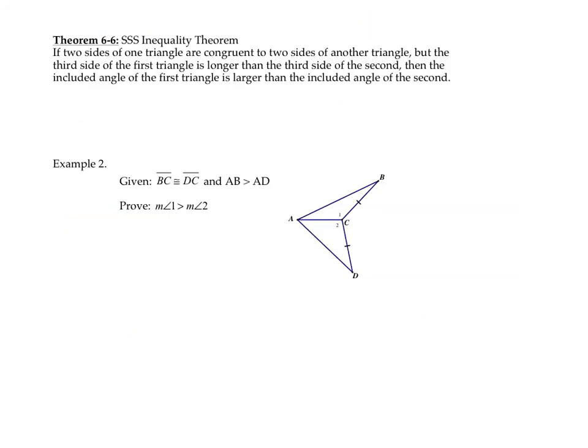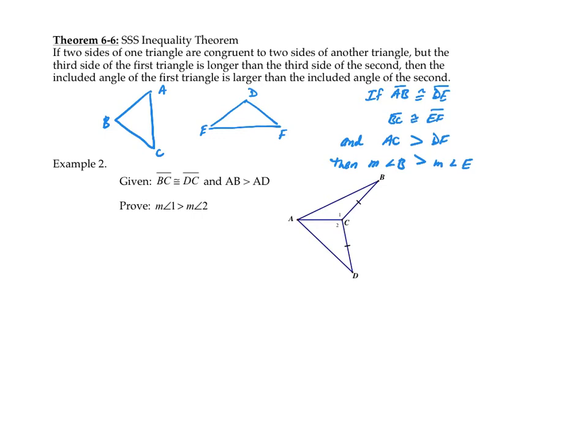And our second and final theorem for today, it's called the side-side-side inequality theorem. It says if two sides of one triangle are congruent to two sides of another triangle, but the third side of the first triangle is longer than the third side of the second, then the included angle of the first triangle is larger than the included angle of the second. So this particular theorem is used to make a conclusion about angles in a triangle.